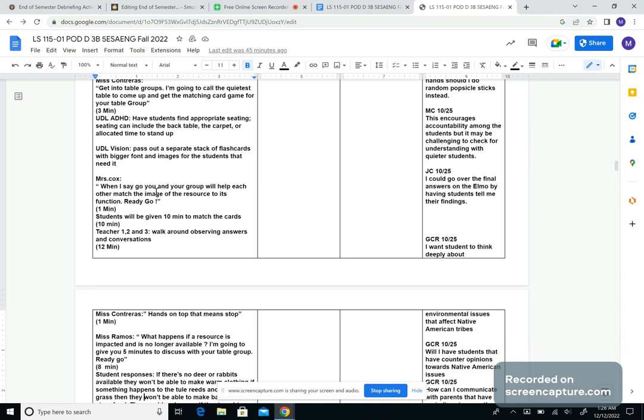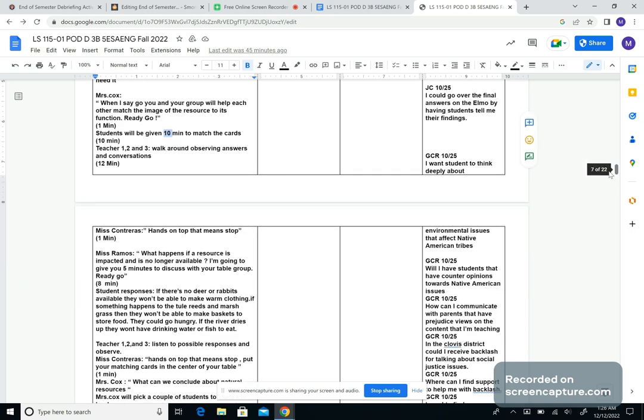So right here, this was after all flashcards had been passed out. When I say go, you and your group will each help each other match the image of the resources to its function. Ready, go. We gave them about 10 minutes, and I believe during the actual lesson facilitation, we cut it down to about 3 to 5 minutes. It did not take long for the class to match all their images.